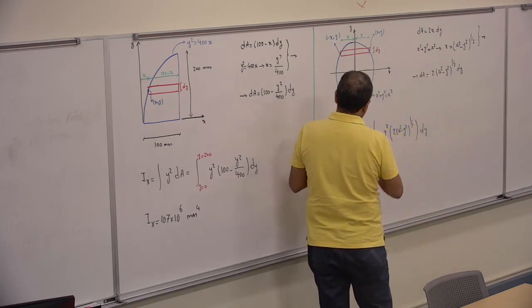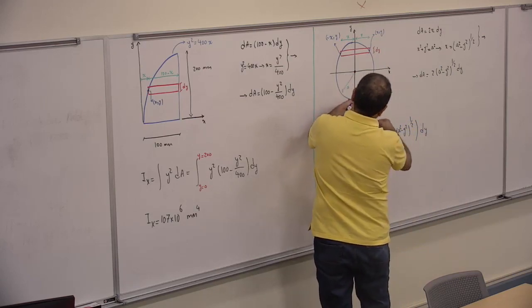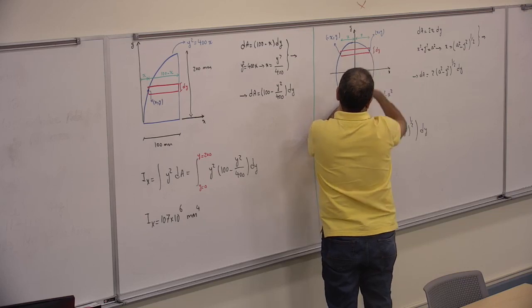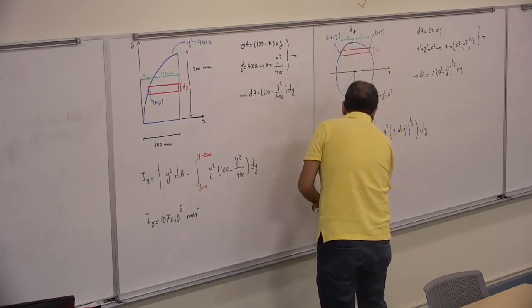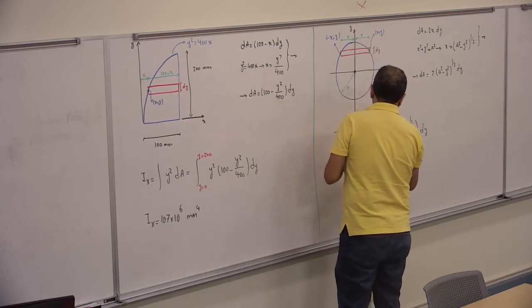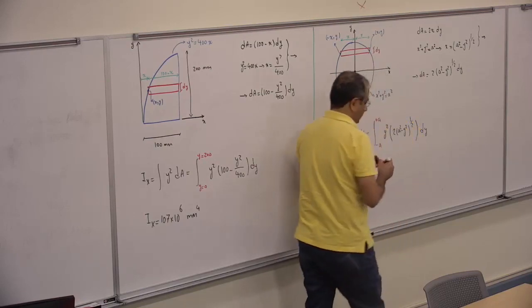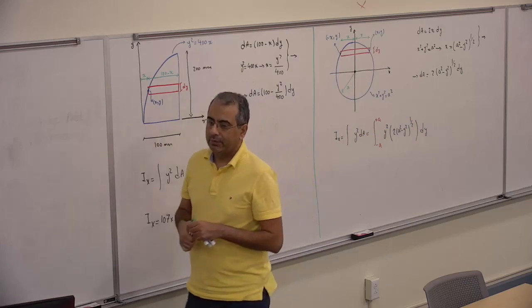The integration range is going to be from the lower to the top. So the bottom is negative a, that's the a. That's going from negative a, so minus radius to the plus radius.